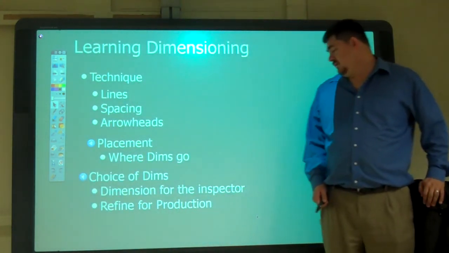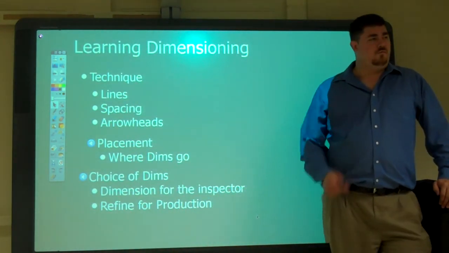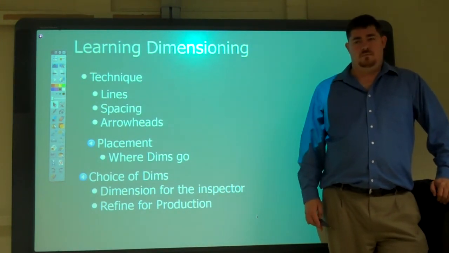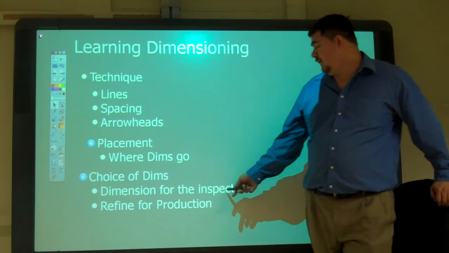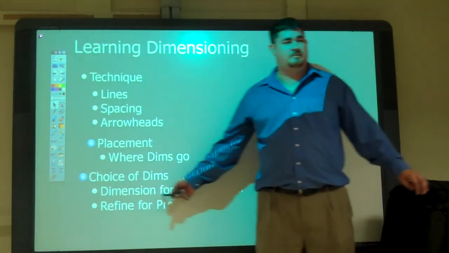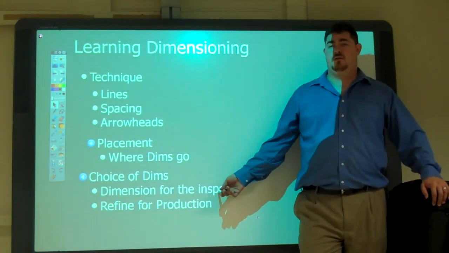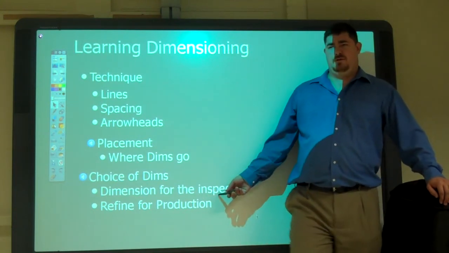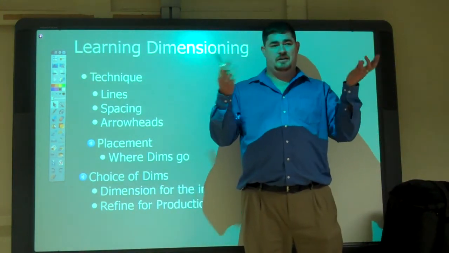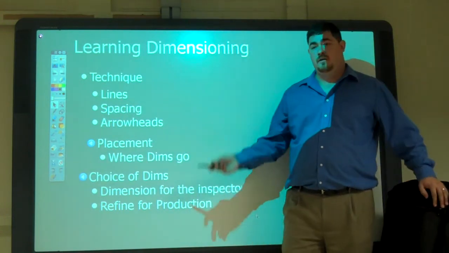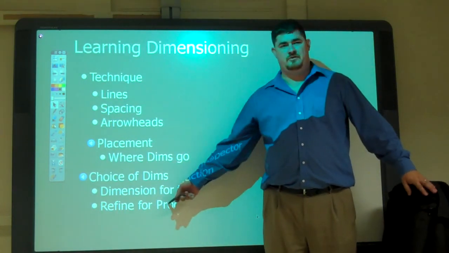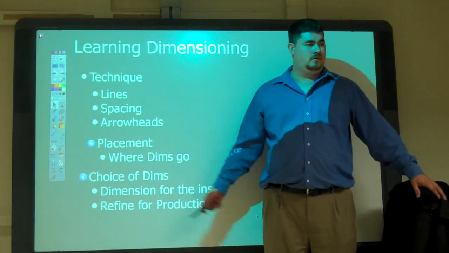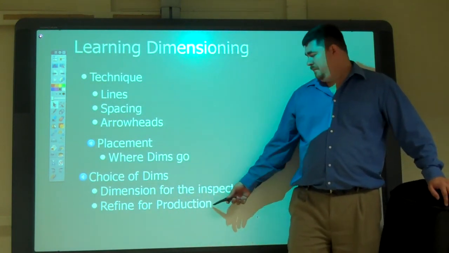And then the choice. So, which ones do we use? Depends on who it's going to. Usually we want to dimension it so the person inspecting it can inspect it well, and then we'll refine it. So if we're dimensioning it, and it can go two different places, and they can check it both places just as easy, we'll refine it so it makes it easier for the guy making it. That's per person. They'll tell you what dimensions to care about.